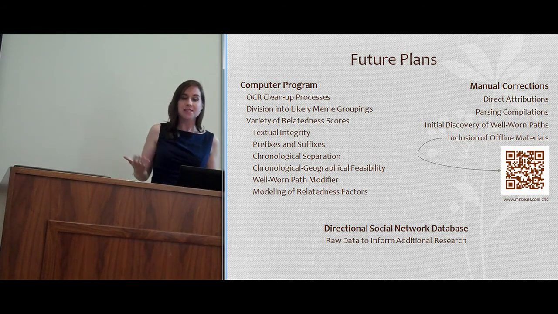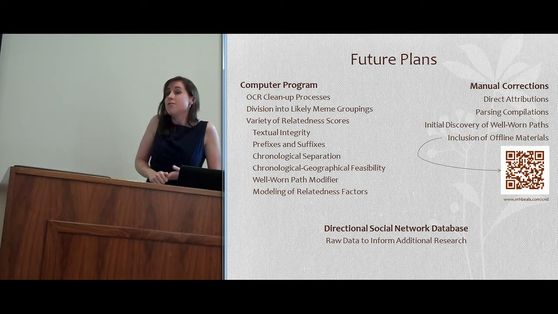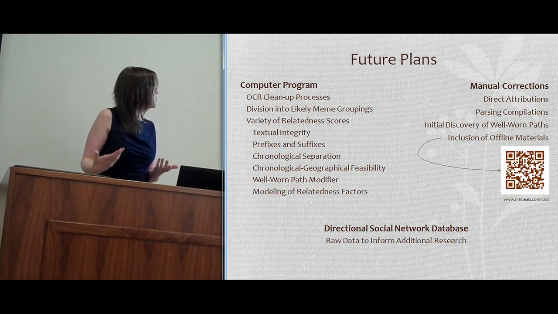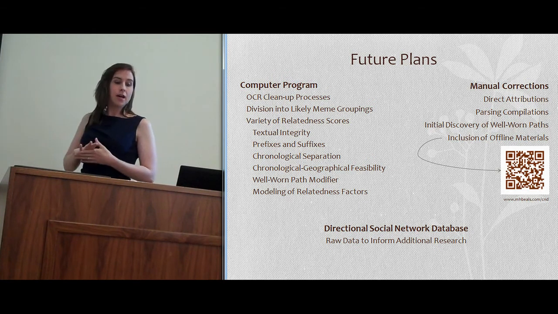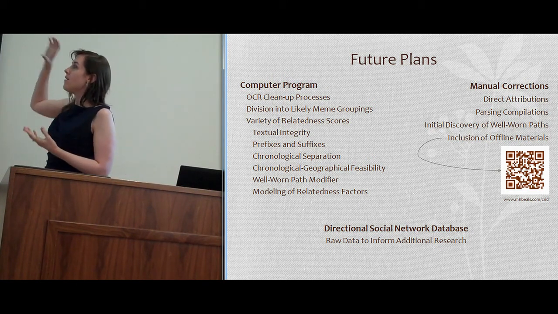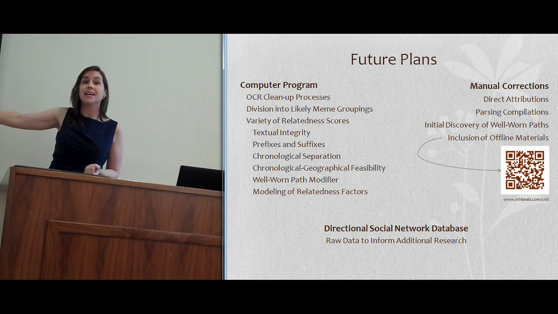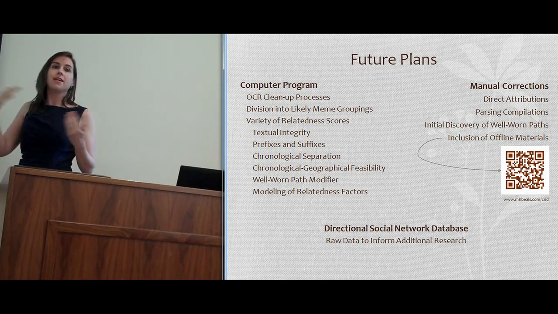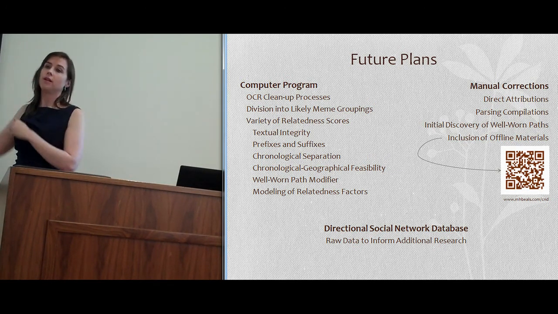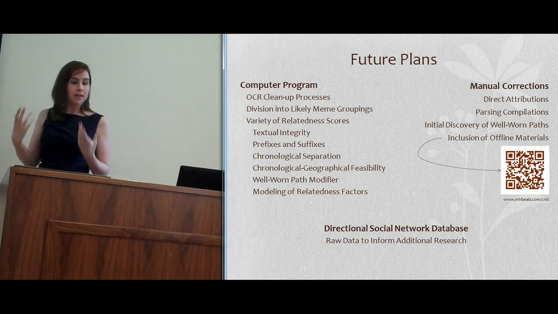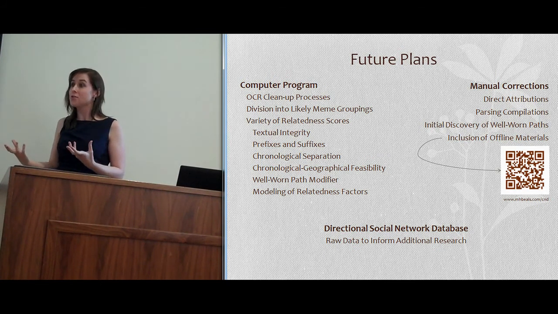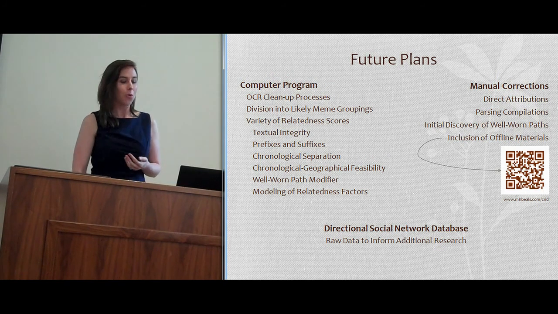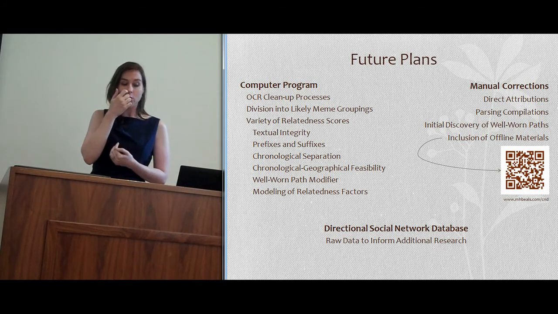There are problems with this. There are always going to be manual corrections. If there's a direct attribution, without coding every single article, how do I explain that to the computer? Sometimes it's hard to explain. If I put each of those Knoxville, Augusta, and Lexington articles as their own article in my database, they'll never make the connection I did that they were compilations. So how do I explain that without having to go through every single article manually? How do I make the discovery of those initial well-worn paths? And how do I include offline material?